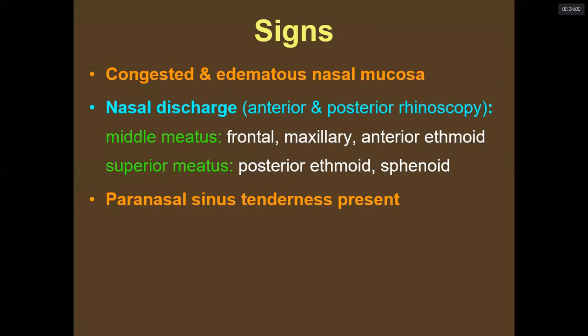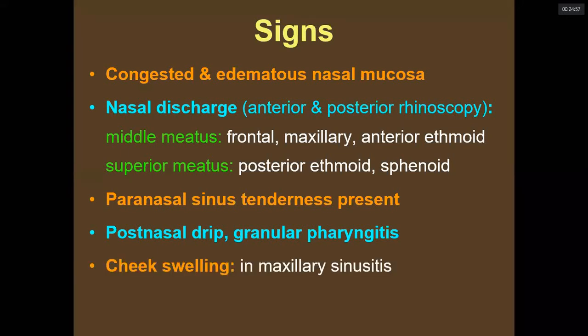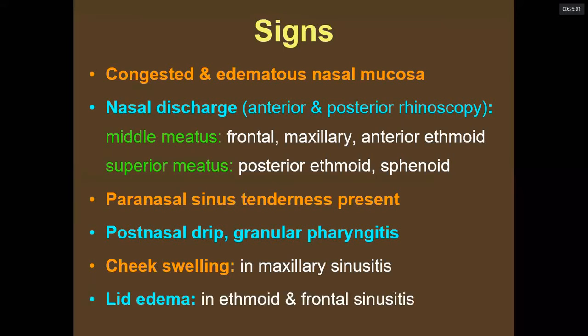And there can be paranasal tenderness, and postnasal drip, pharyngitis. Whenever you examine the nose and paranasal sinuses, always make sure that you examine the oropharynx as well. When you depress the tongue with a tongue depressor, you look at the posterior wall of the oropharynx. In case of sinusitis, not all the secretions come out of the anterior nares; a lot of secretions go behind into the nasopharynx, and from the nasopharynx they trickle downwards towards the oropharynx. So you can see a blob of mucus over the posterior pharyngeal wall. That is called postnasal drip. And there can be granular pharyngitis too. Cheek swelling in case of maxillary sinusitis, and lid edema in ethmoidal and frontal sinusitis.